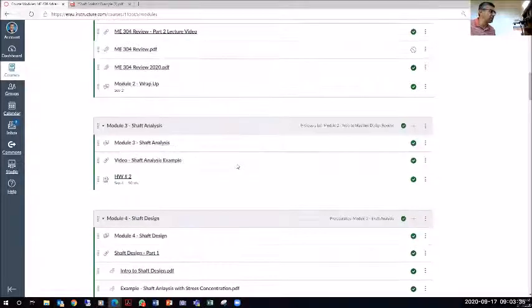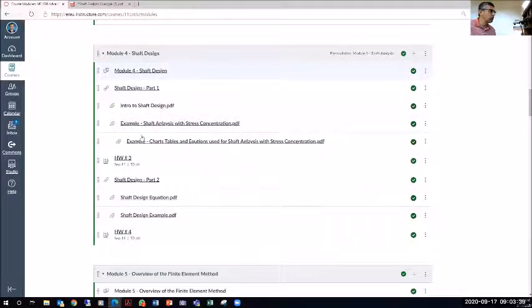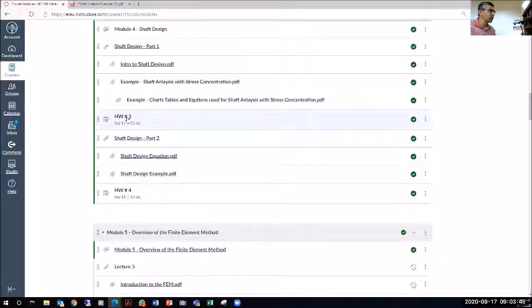After shaft analysis with stress concentration, which is what we're doing in homework on module 4, we are moving on. You see homework 3 comes after this example because you should be doing something similar to what you're doing here in the example.